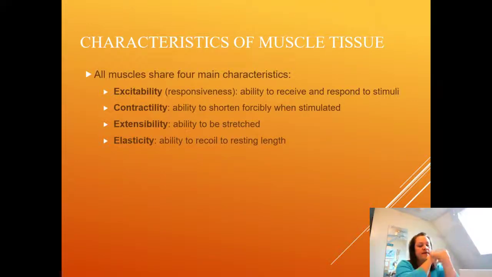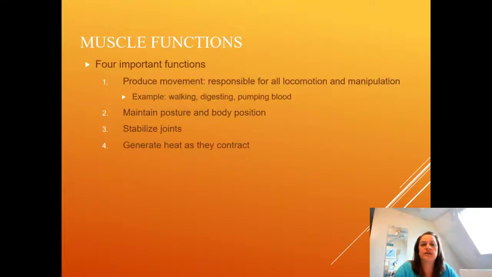I can take my wrist and stretch the muscles of my forearm. And then elasticity, ability to recoil to the resting length. So we can contract it, we can extend it, and then we can let it just elastically relax. All right, so four characteristics. And that doesn't matter whether it's skeletal, cardiac, or smooth. They all have those characteristics.